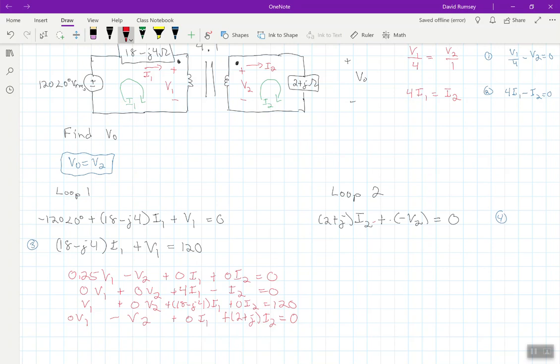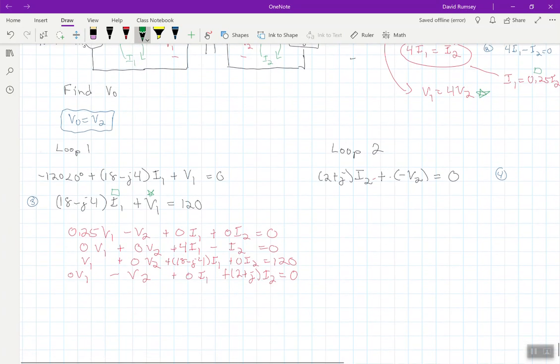But another thing you can do instead is to do some substitutions here. For instance, if I look at this equation right here, I can say that V1 is equal to 4V2. And then if I look at this equation, I can say that I1 is equal to 0.25 I2. Now why do I do that? Well, I'm going to star this because then I could substitute that into this equation right here. And then I'll put a little square here, and I could substitute that directly into here.